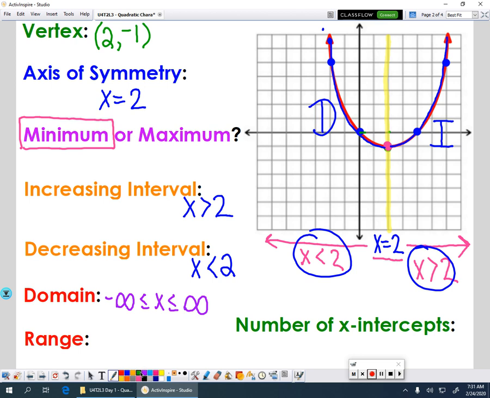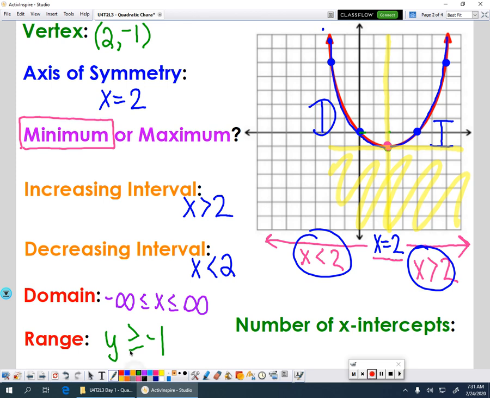Our range, though, is limited. If we look at this parabola, we know this vertex right here is our minimum value, which means I can't have anything down here below that minimum value. All of my values have to be above or greater than this vertex. So if you think of it that way, the y value of the vertex is here at -1, and all the values are above it or greater than, so the range is y greater than or equal to -1.